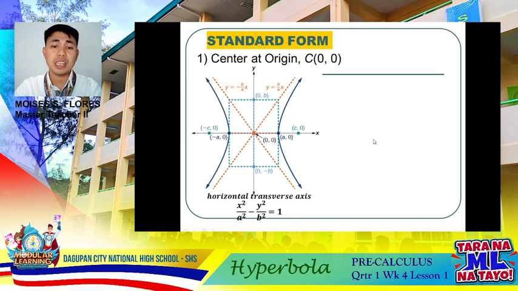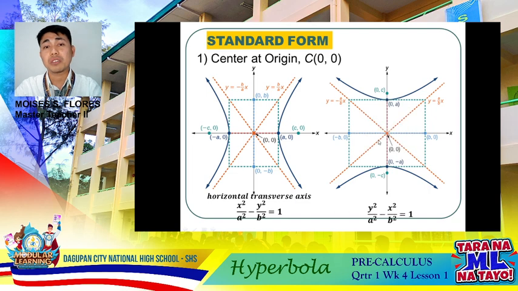On the other hand, on this figure, together with the standard form y squared over a squared minus x squared over b squared equals 1, you notice that our major axis is said to be what?